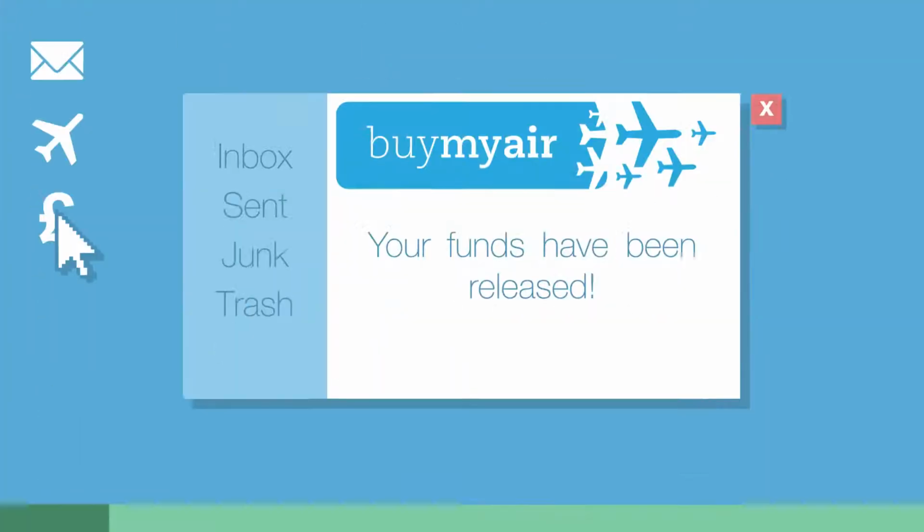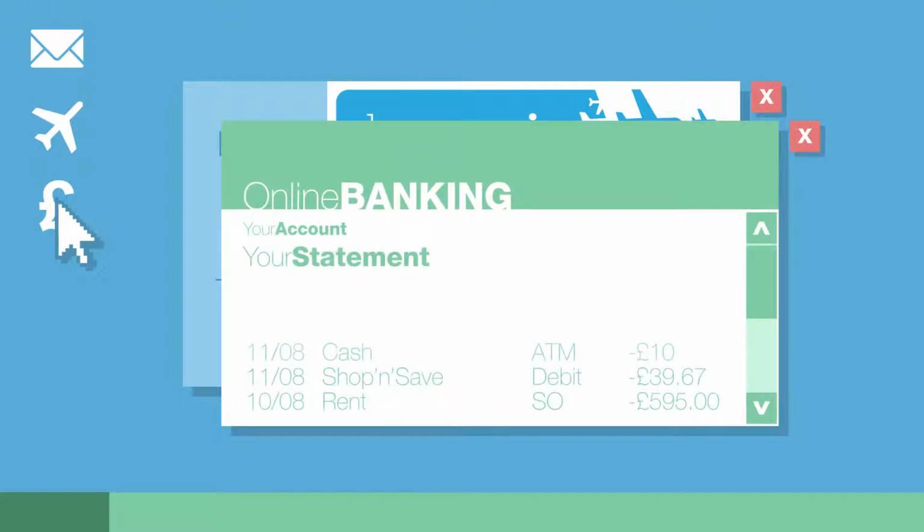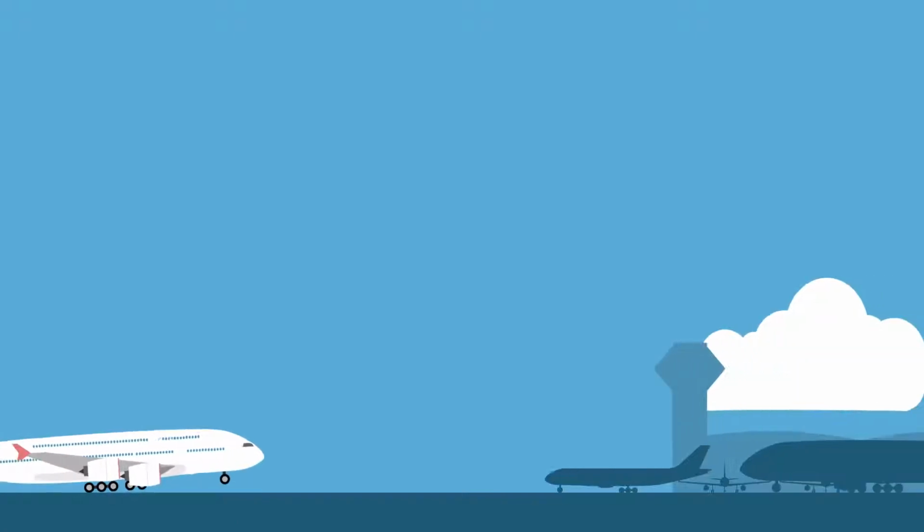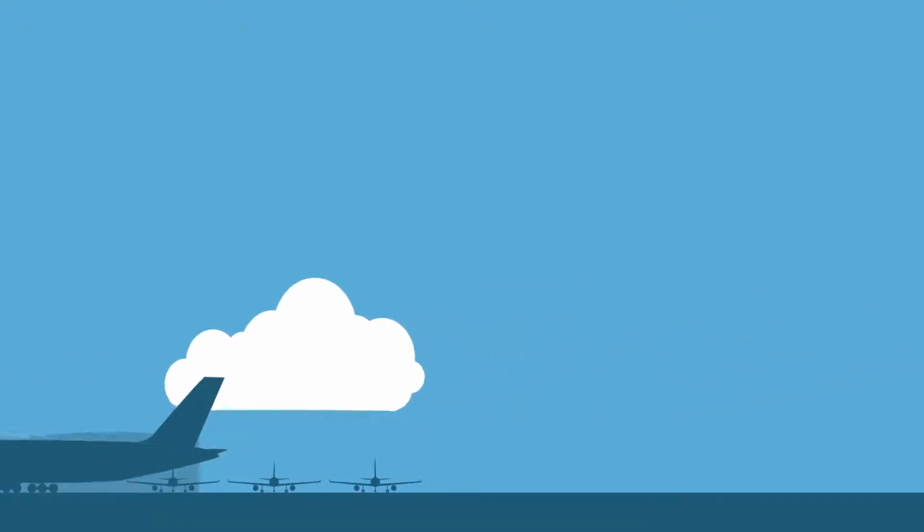Number three, the seller receives their payment, reclaiming as much as 70% of the money that they would have lost. And as for the buyer, it's time to start packing.